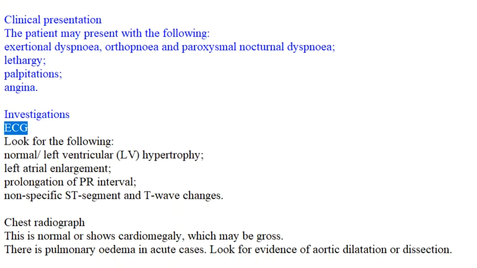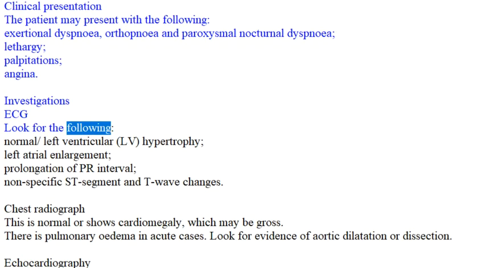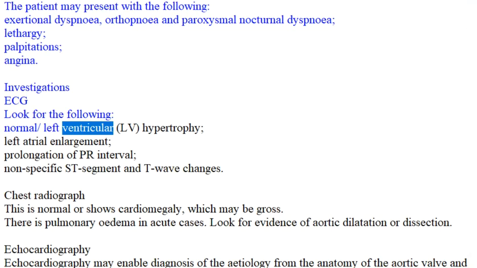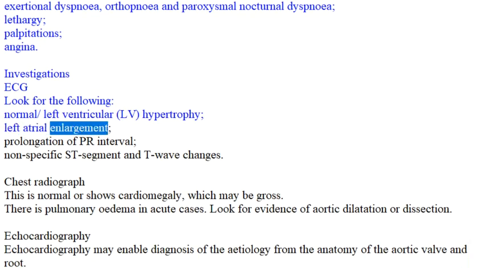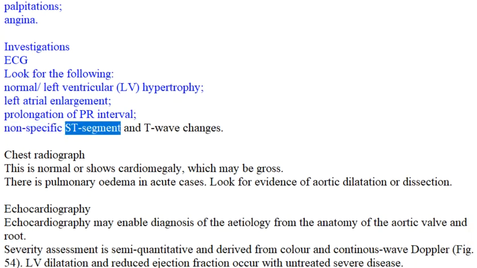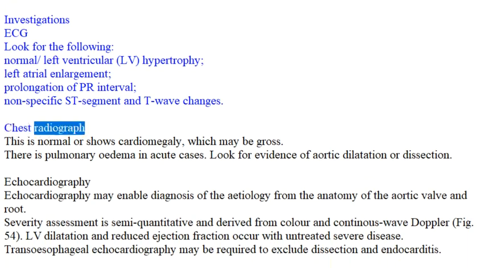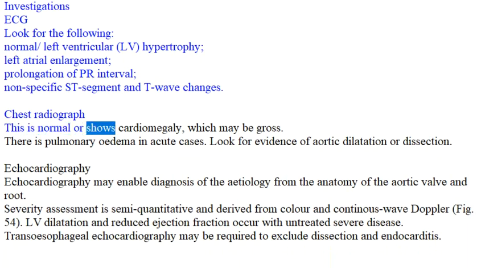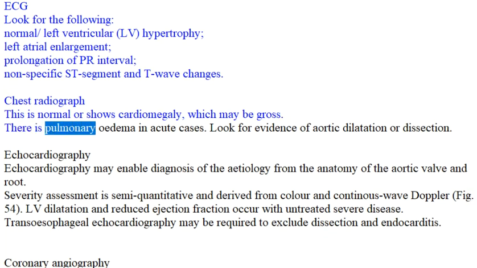Investigations. ECG. Look for the following: normal/left ventricular, LV, hypertrophy, left atrial enlargement, prolongation of PR interval, nonspecific ST segment and T wave changes. Chest radiograph. This is normal or shows cardiomegaly, which may be gross. There is pulmonary edema in acute cases. Look for evidence of aortic dilatation or dissection.